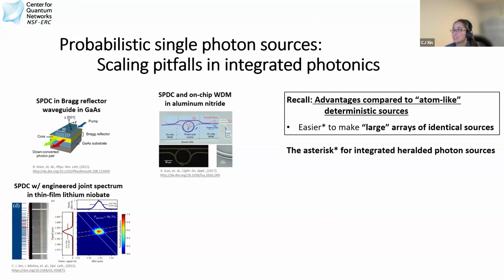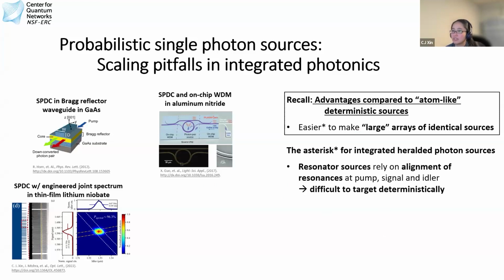But it's actually a big asterisk for integrated heralded photon sources because you start shaping the material. That means you start introducing all kinds of geometry parameters that will affect your conversion process and where it's phase matched. So the asterisk, and then also when you start introducing resonators, I'll address that first.